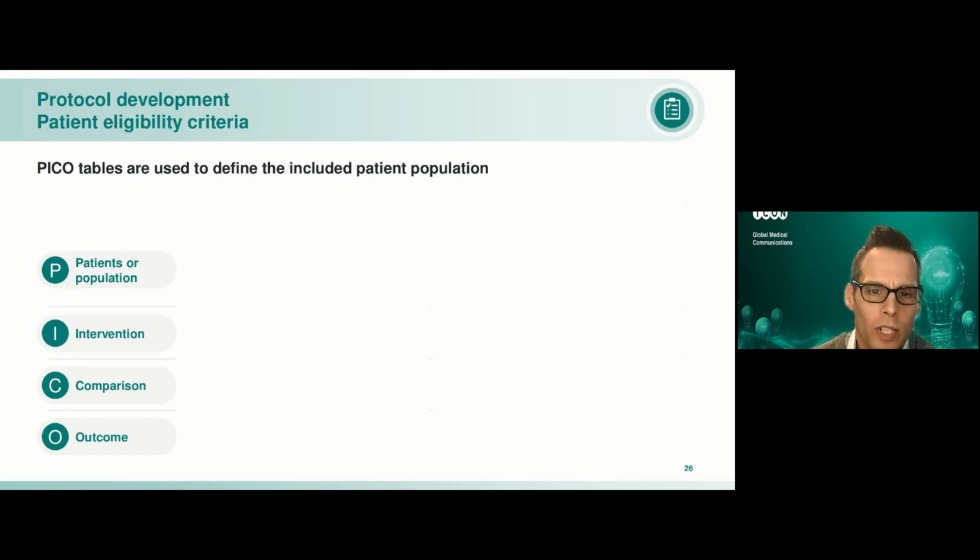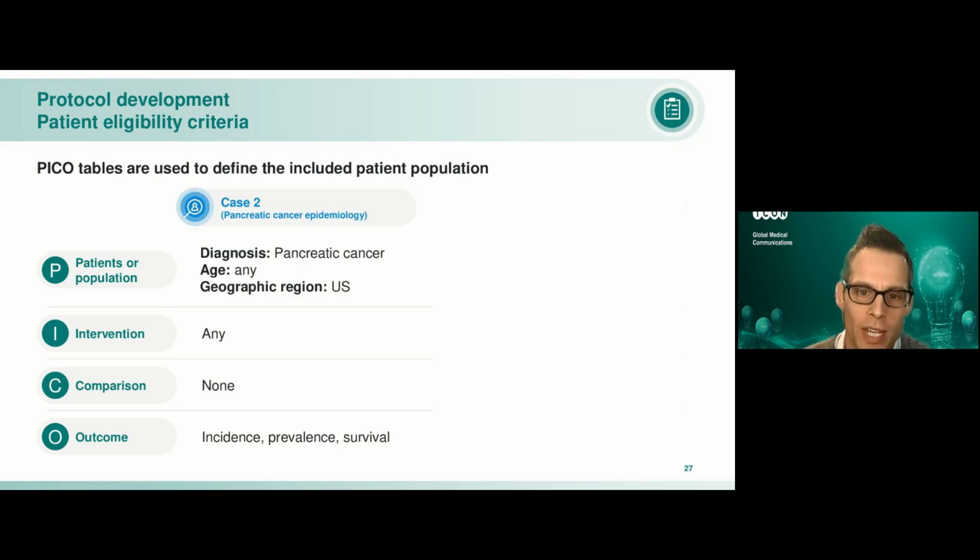And so one of the first steps for clarifying these in a protocol is a PICO table. This is a grid that helps define your patient population, any interventions or comparator treatments, and the outcomes that you want to look at. These are really great for any SLR you want to do on randomized controlled trial data, but they're still very useful for pretty much any SLR that involves patient populations.